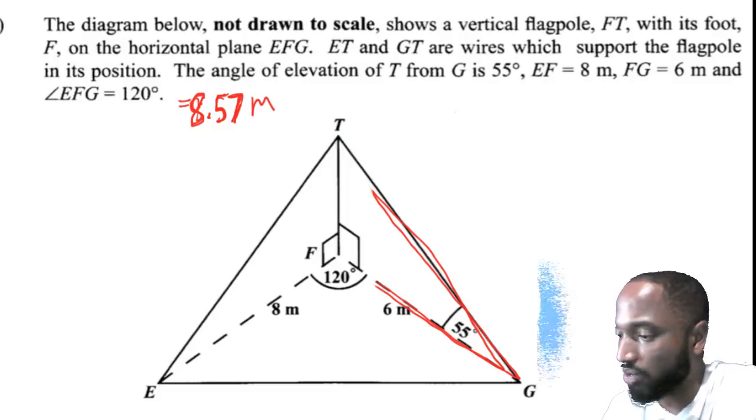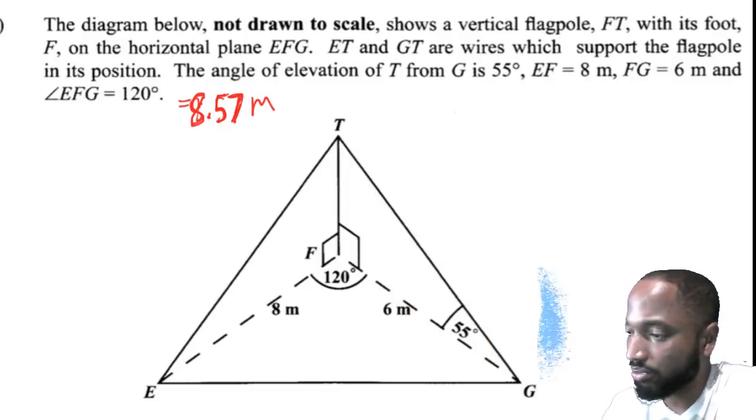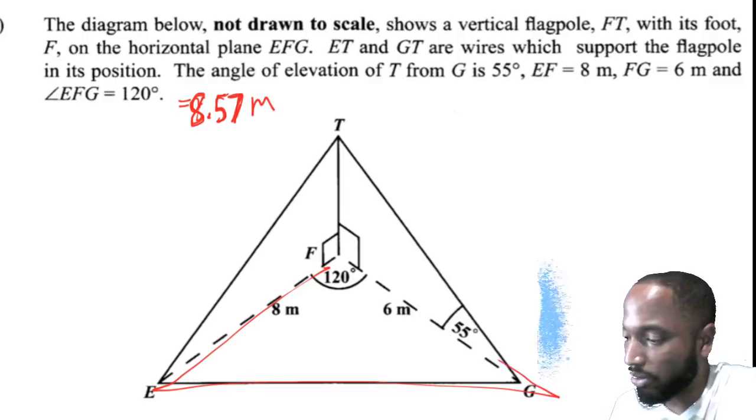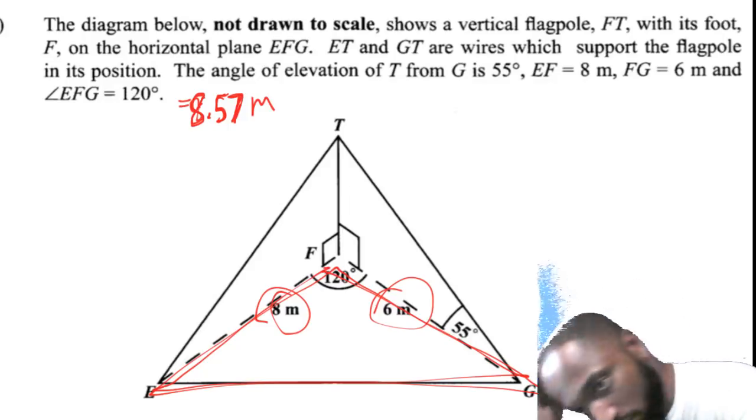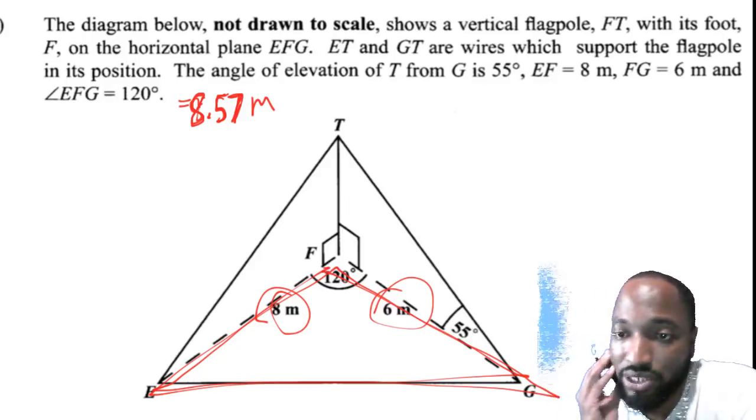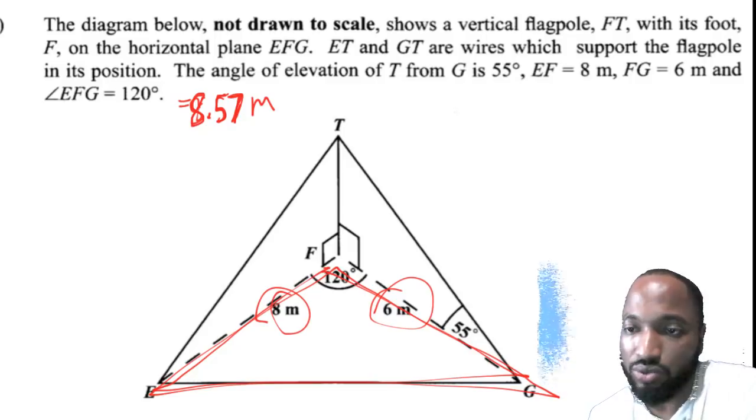Right, so that 8.57 represents FT. What I want to do is show you all how to spot the triangle we're looking for. Remember, we're looking for EG. This is the triangle there, and you're seeing a side there and a side there. So what are we going to use, people?